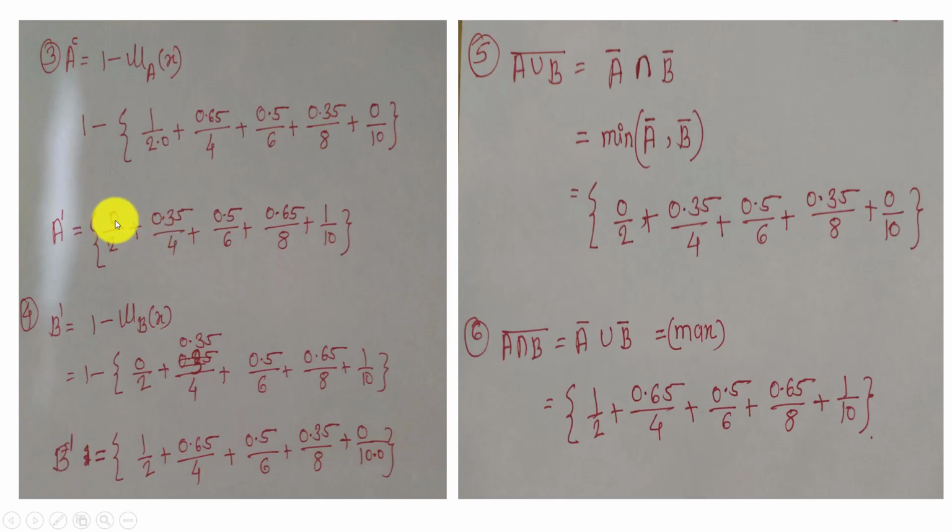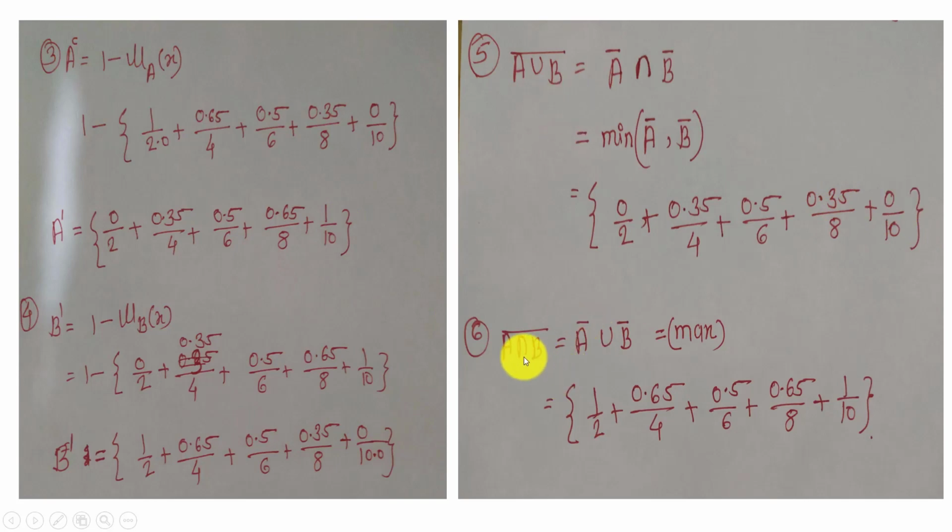So here, 0 and 1, 0 is the minimum, so I write 0 divided by 2. Now again 0.35 and 0.65, 0.35 is the minimum value, so I write 0.35 divided by 4. Now 0.5 is the same, 0.5 divided by 6. Here 0.65 and 0.35, 0.35 is the minimum value, so I write 0.35 divided by 8. And 1 and 0, 0 is the minimum value.